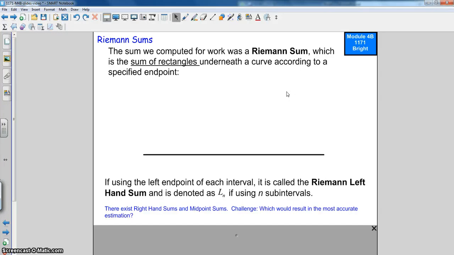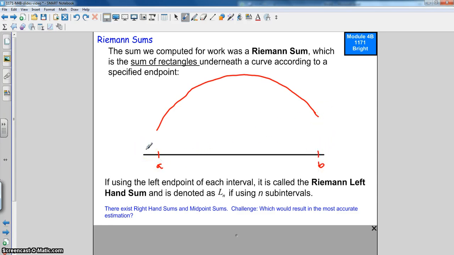In the last video, we talked about work, and essentially what we were doing when we were computing the work was we were doing a Riemann sum. A Riemann sum is essentially just the sum of rectangles underneath a curve. So let's say we have a function that looks maybe somewhat parabolic, kind of like an upside down U. Begins at the point A, ends at the point B.